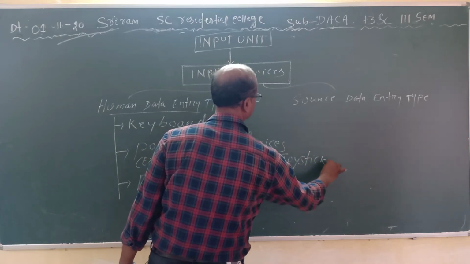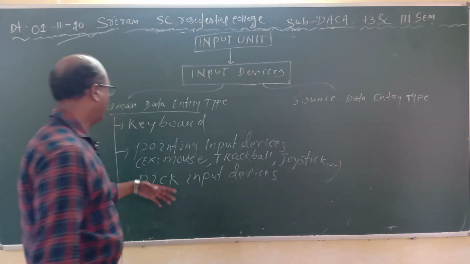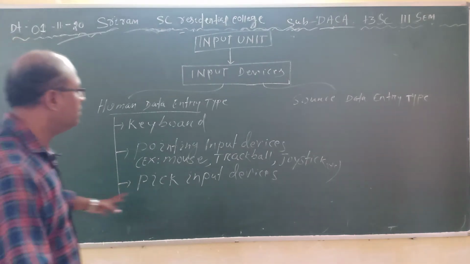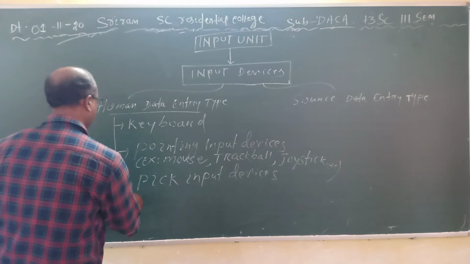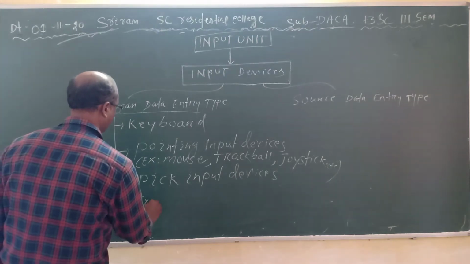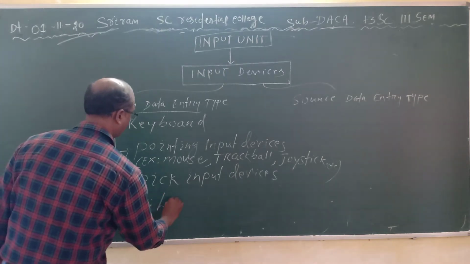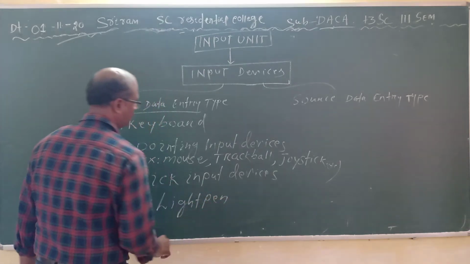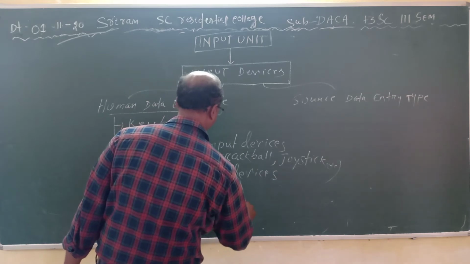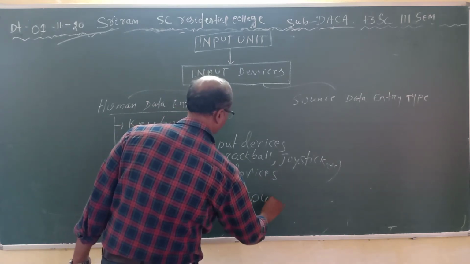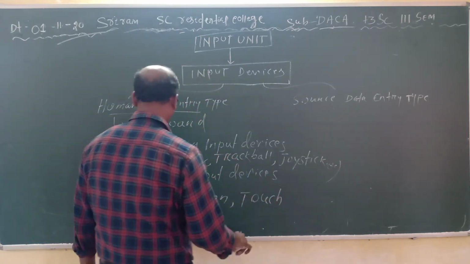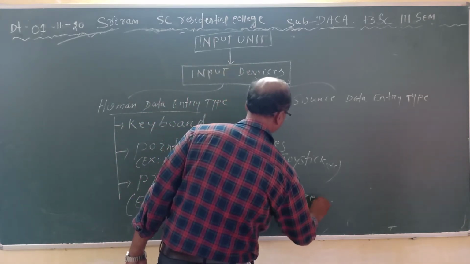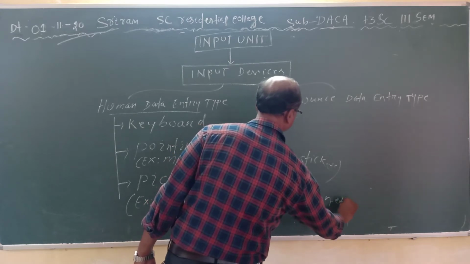These are some examples of pointing input devices. And pick input devices, for example the light pen and the touch screen. One kind of pick input device is the touch screen.